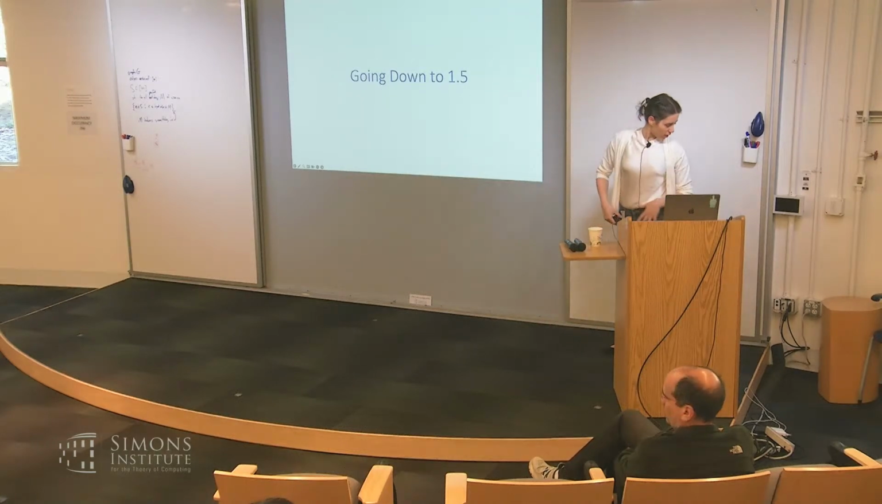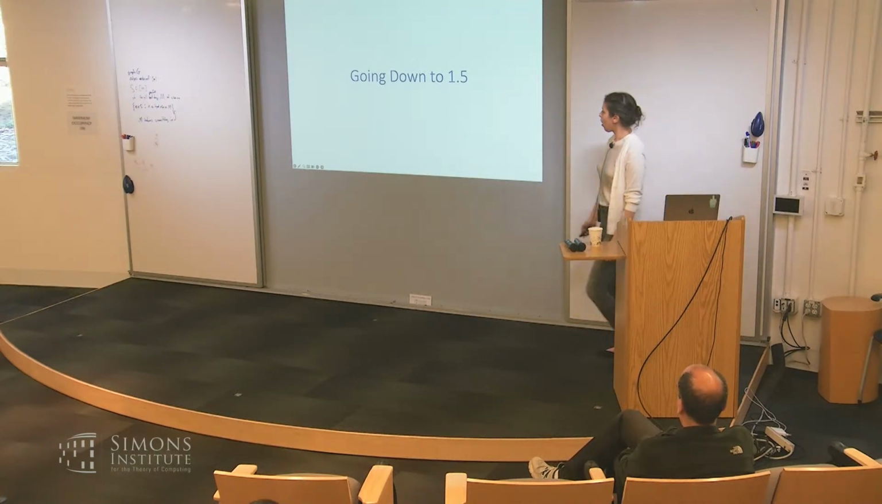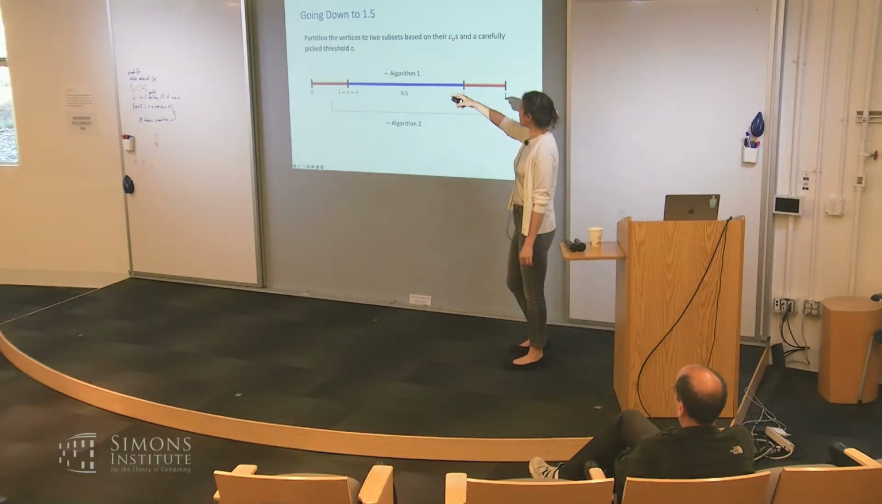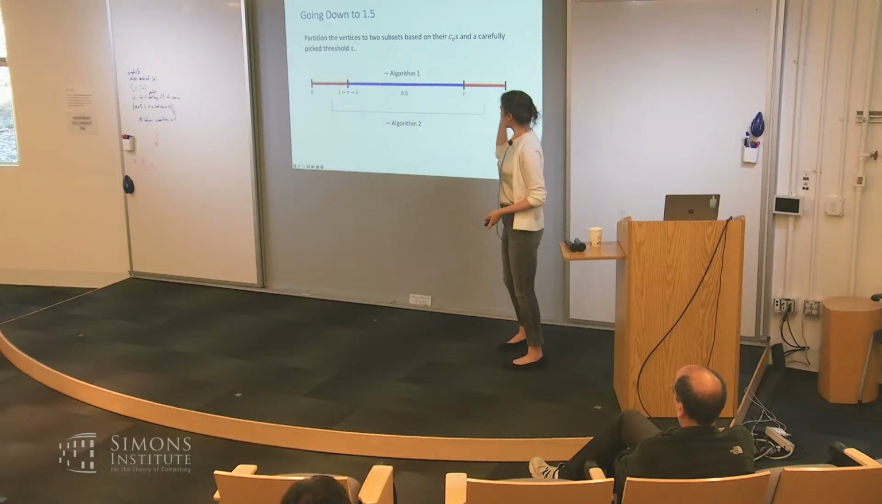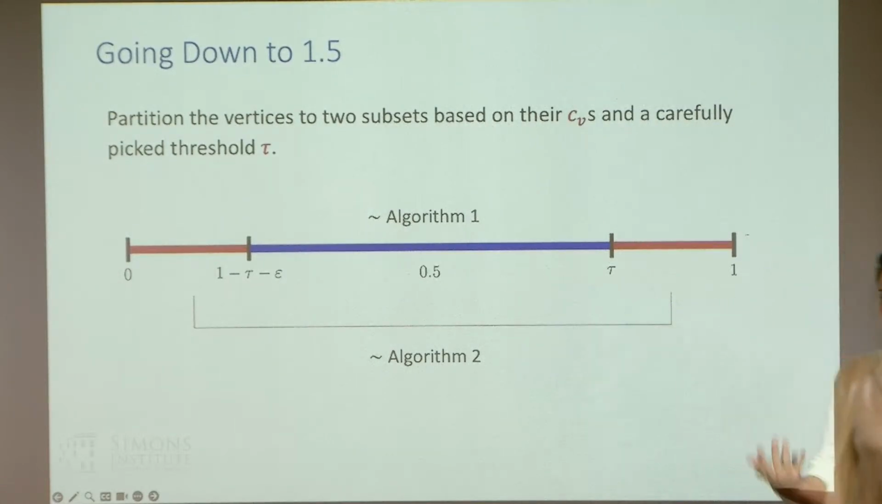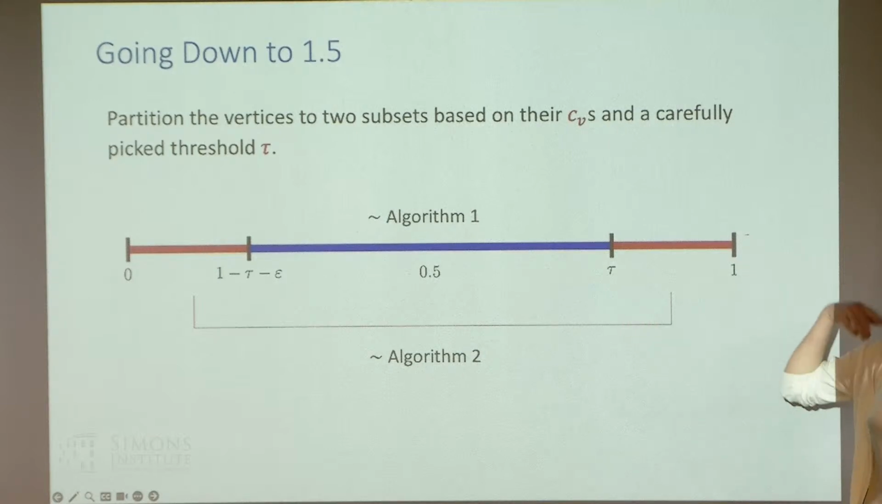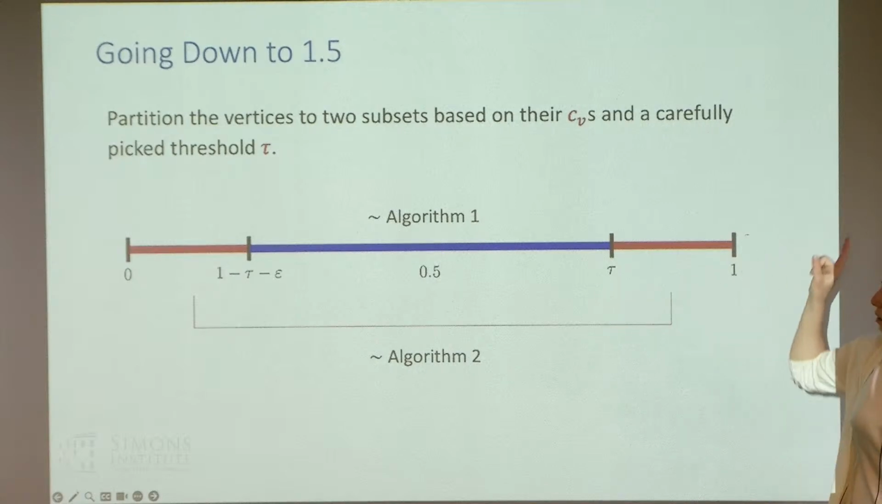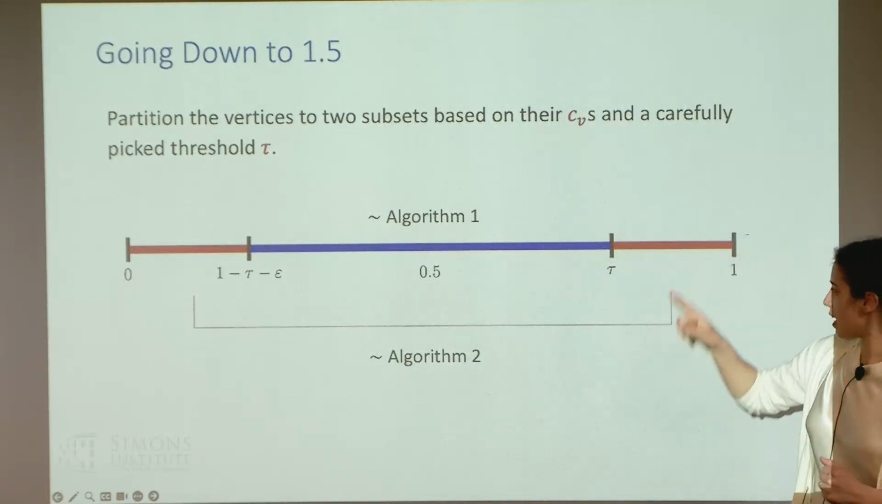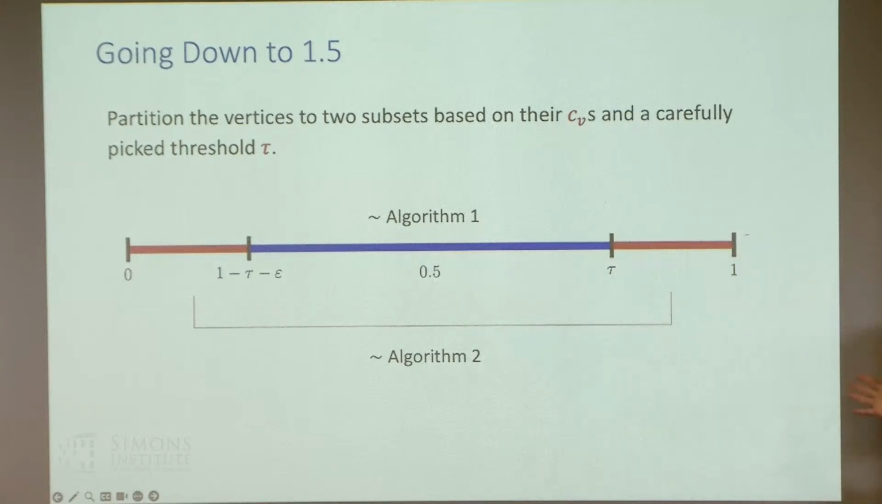Now, how much time do I have? Okay. So let's briefly talk about going down to 1.5. The idea here is that I'm going to partition the vertices into two parts and treat them differently. For the ones in the middle, I'm going to do something similar to algorithm 1, and for the red ones, I'm going to do something similar to algorithm 2. And how am I partitioning them? It's based on their CVs. I pick a threshold tau. Any vertex whose CV falls in here will be treated one way, and the ones whose CV falls here will be treated as if it's algorithm 2.